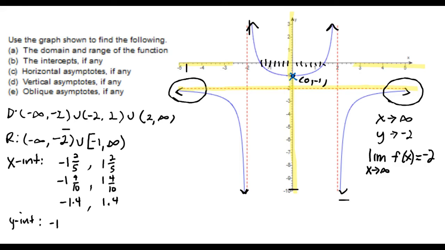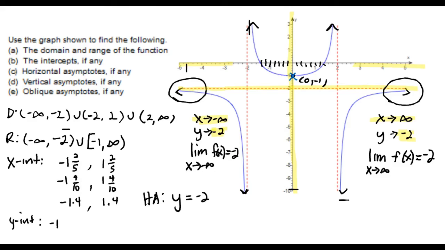On this piece of the graph, as x approaches -infinity, our y is approaching -2. And with our calculus notation, that would say the limit as x approaches -infinity of our function f of x equals -2. And that is our definition of a horizontal asymptote. Our x values need to be approaching infinity or -infinity, and the y values need to be approaching a specific number. And so we have our horizontal asymptote. Our horizontal asymptote will be the line y equals -2.